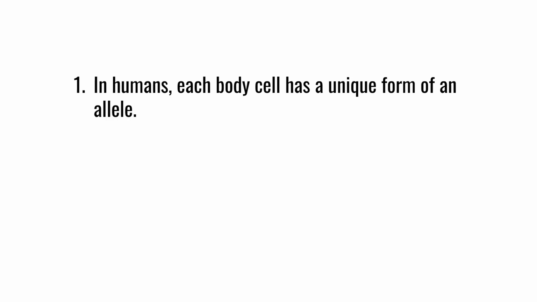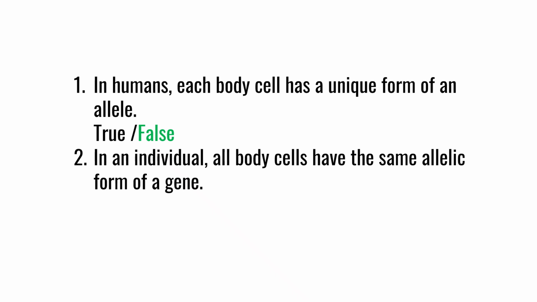Just to test your knowledge on multiple alleles, I have here two statements. You have to select true or false. The first statement is, in humans, each body cell has a unique form of an allele. The correct answer is, this is a false statement. The second statement is, in an individual, all body cells have the same allelic form of a gene. This is a true statement.